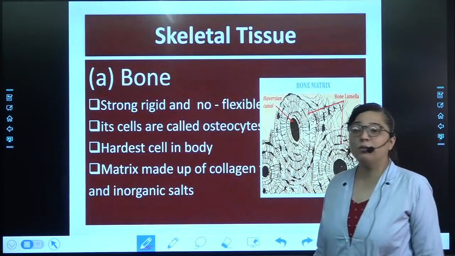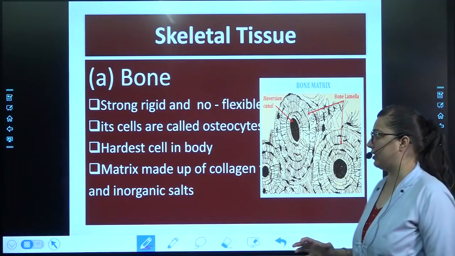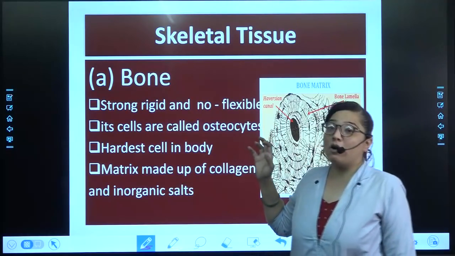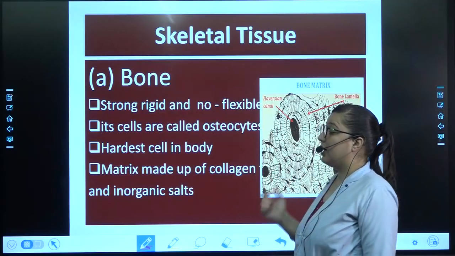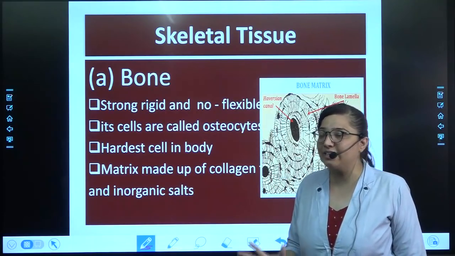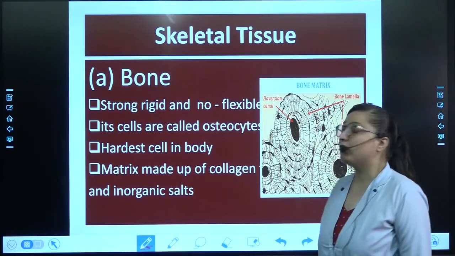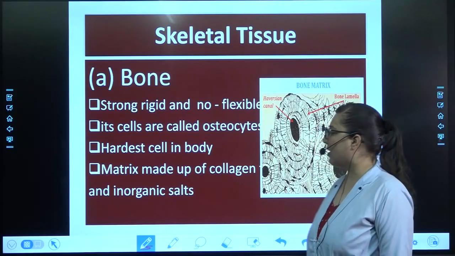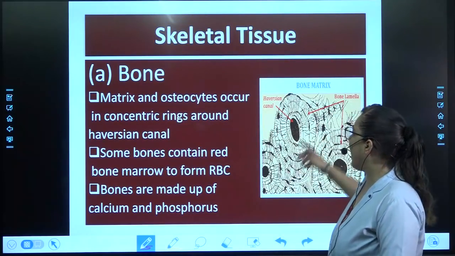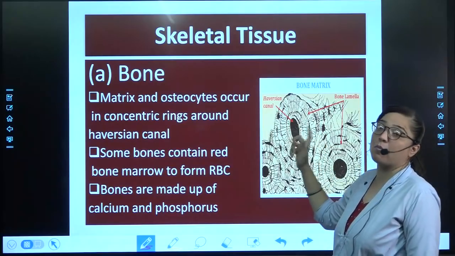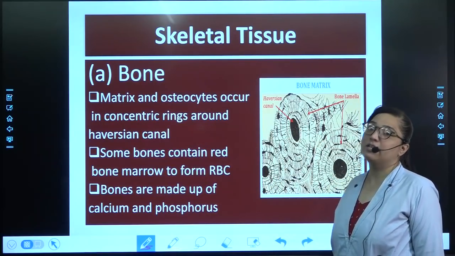Then about the bone. Bone, it is a strong, rigid and non-flexible part. What are its cells called as? Its cells are called as osteocytes. These are the hardest cells which are found in the body. What is its matrix made up of? Collagen and inorganic salts. The matrix and osteocytes are arranged in the form of concentric rings around the Haversian canal.